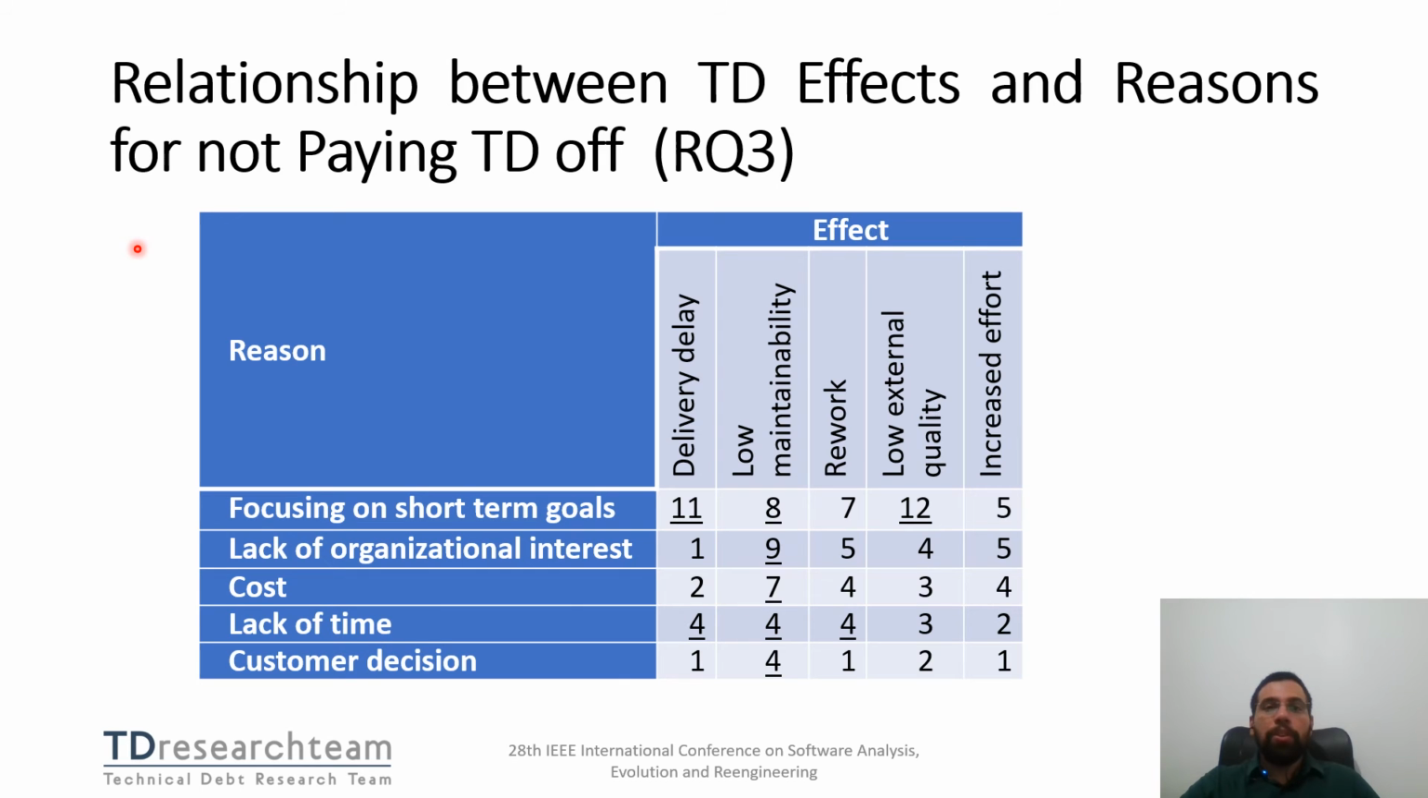On the relationship between TD effects and the reasons for not paying TD off, we found that the reason focus on short-term goals was used to explain not eliminating TD items when the software project felt the effects delivery delay, low maintainability, and low external quality. The reasons lack of organizational interest, cost, lack of time, and customary decisions were used to explain the TD non-payment when the project felt the effect low maintainability.